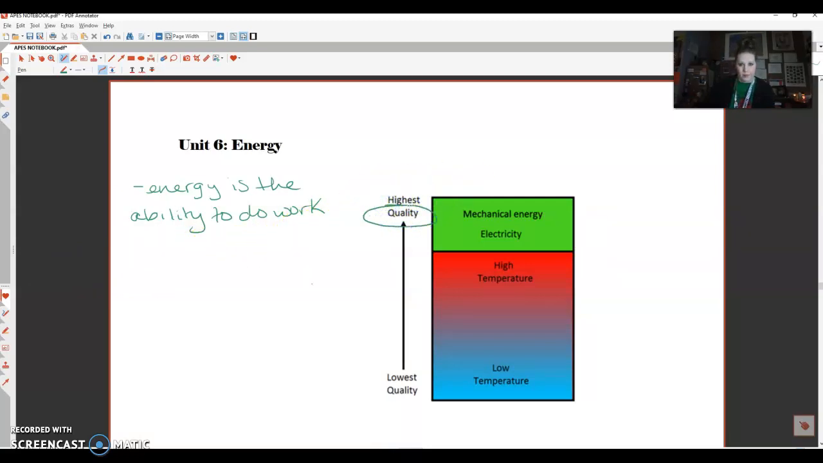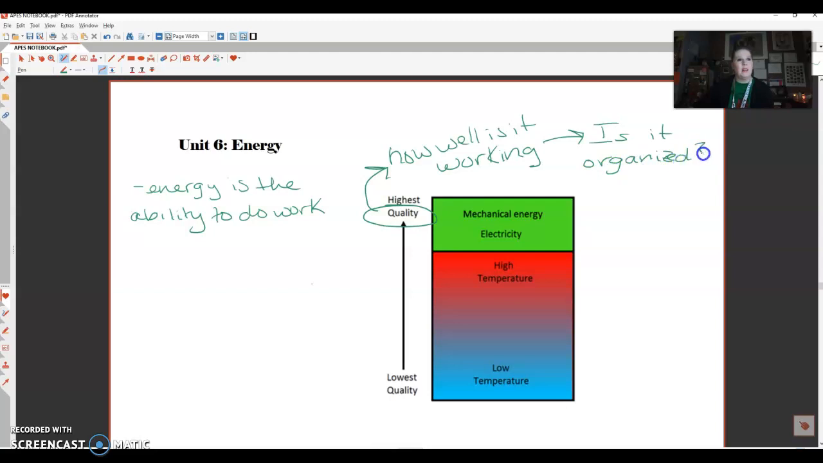What is significant, especially from an environmental point of view, is quality. How well is it working? The question that we ask ourselves is, is it organized? You're probably wondering, how can energy be organized? Basically, we're looking for a massive punch of power. We're not looking for something that takes a long time to work. We want something that's very efficient and as fast as possible.